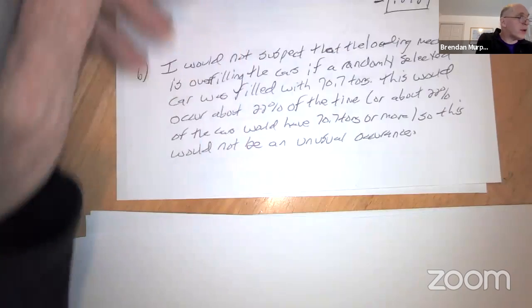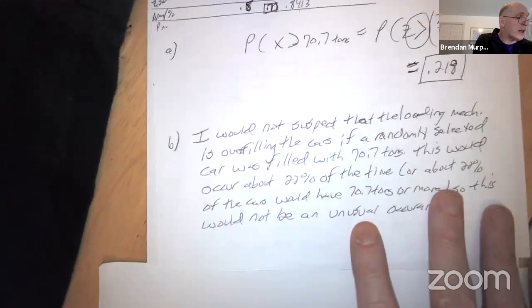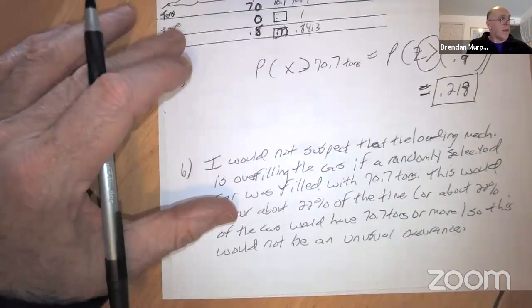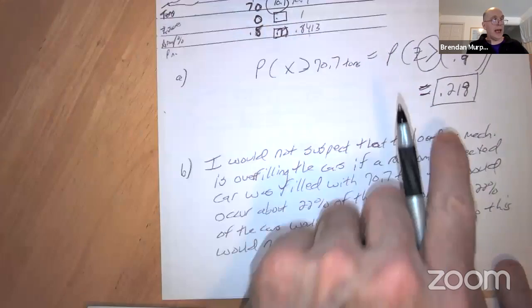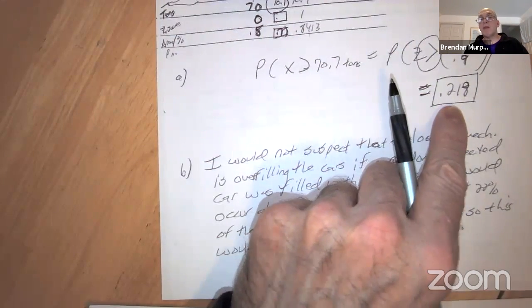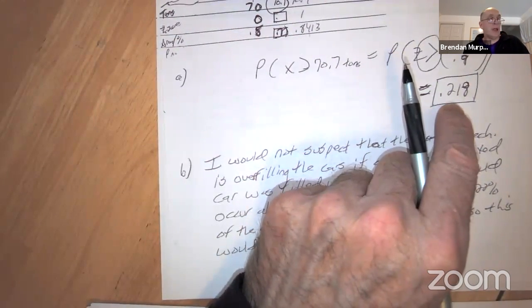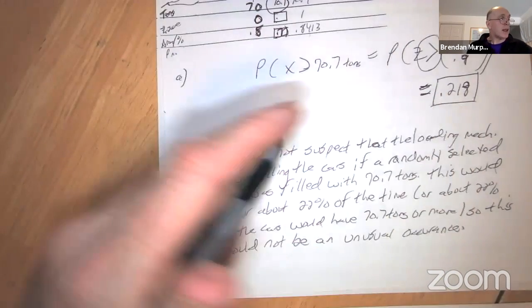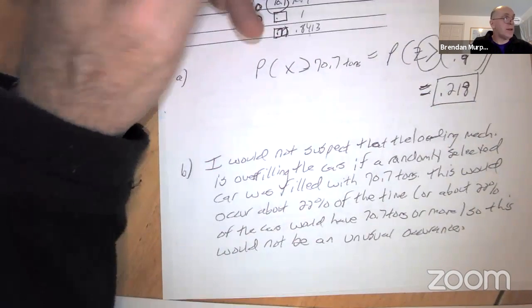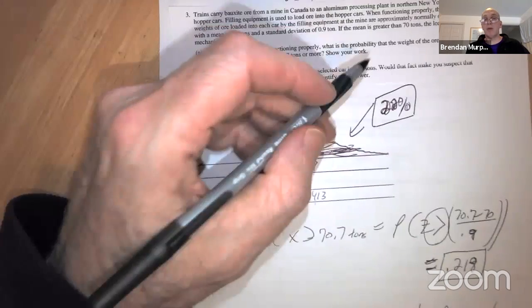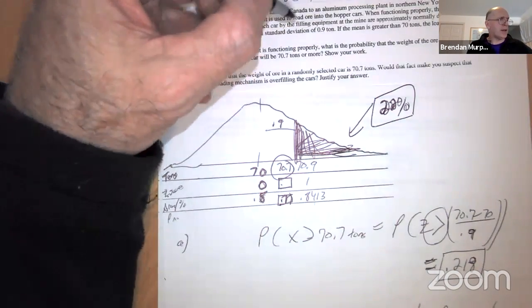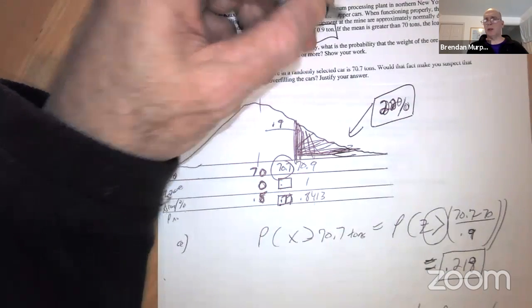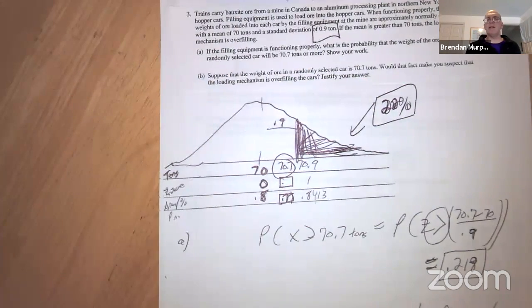So we know that it's going to at times overfill the cars, right? That 70.7 tons is going to happen around 22%. Again, I've just rounded this 0.218. We don't think that's that rare. So clearly at 70.7 tons, we have overfilled the car, but we know that we're putting in 70 tons and it's got a pretty big standard deviation. So we don't think it's that rare.